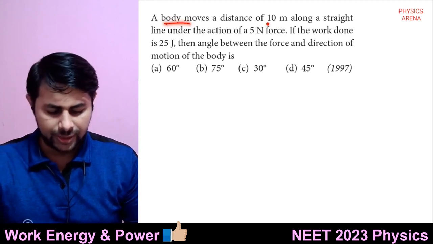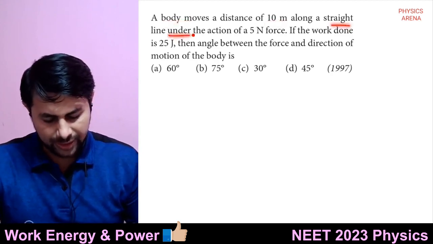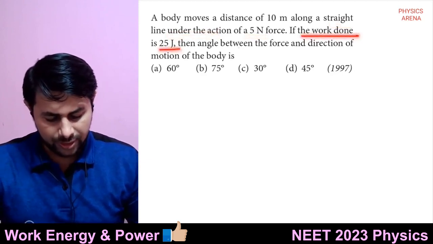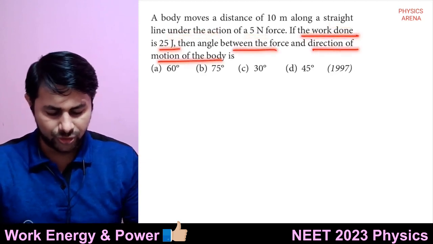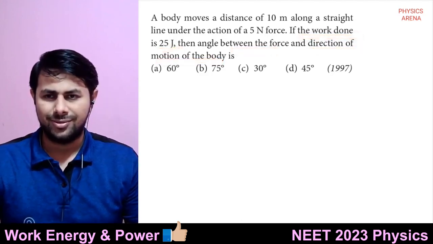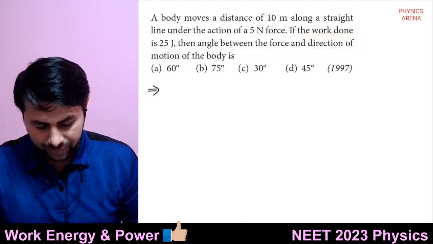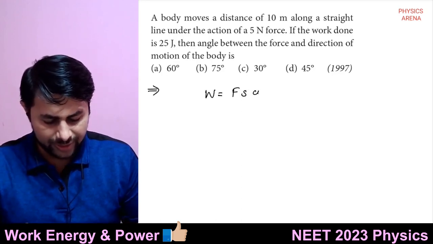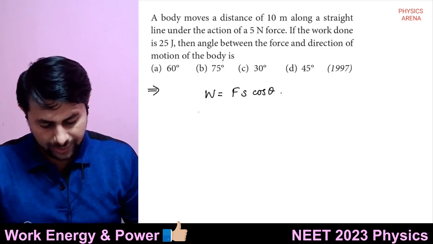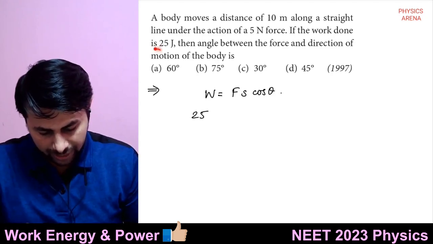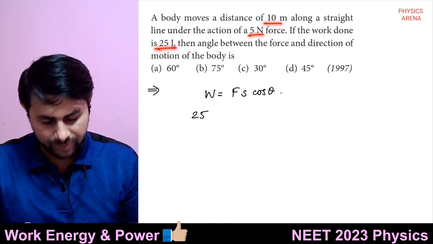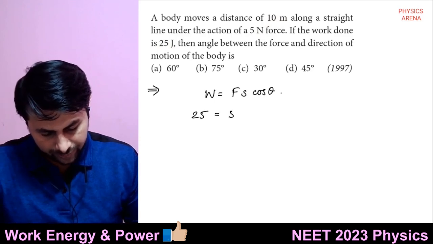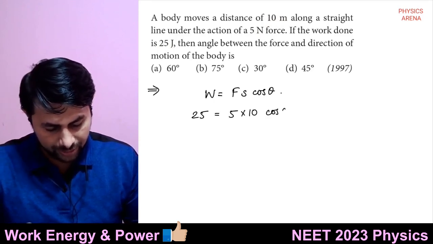A body moves a distance of 10 meter along a straight line under the action of 5 newton force. If work done is 25 joule, then the angle between force and direction of motion of body is. So this is simple. Work done is the dot product of force and displacement, so it is F into S multiplied by cos of theta. Work done is given, it is 25 joules. Force is 5 newton. Displacement is 10. So it is 5 multiplied by 10 multiplied by cos of theta.